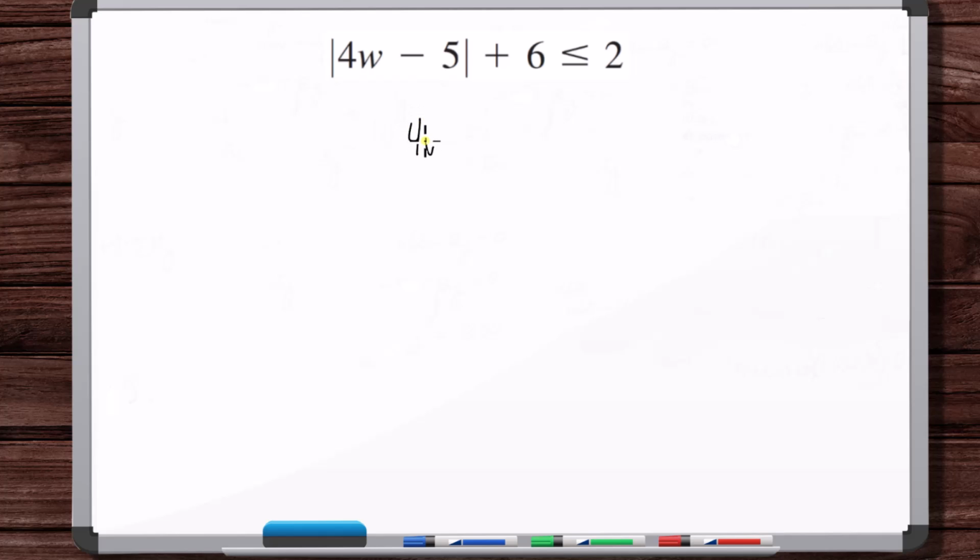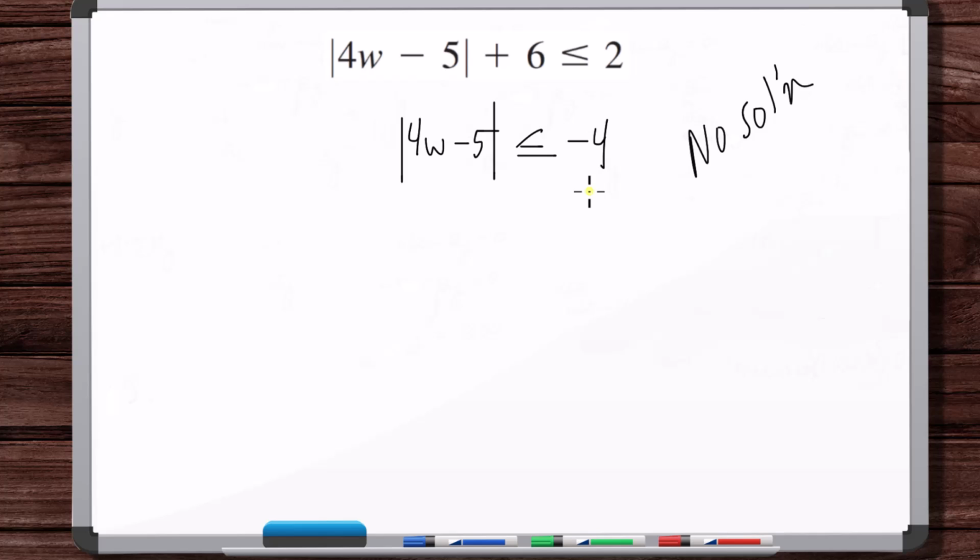Okay, let's subtract 6 from both sides. Now here, we want to be on the lookout for special case solutions, because we know that the absolute value of 4w minus 5, no matter what w you plug in, any real number, we're just thinking about real numbers, that's going to be greater than or equal to 0, no matter what. So there's no solution here. No solution. There's nothing that's going to result here that's going to be less than or equal to -4.